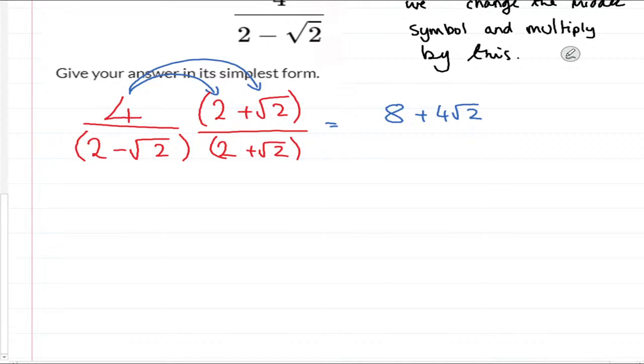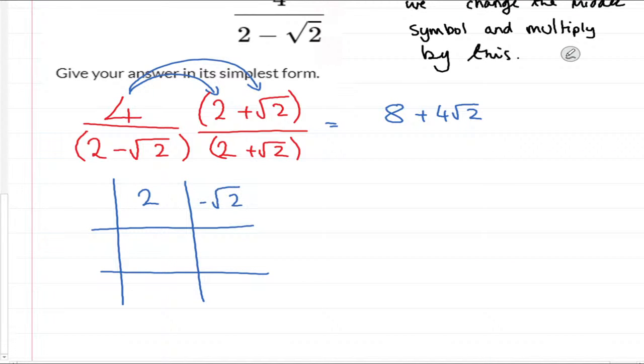What am I going to need for the denominator? Yeah, I'm going to have to use the grid method, aren't I? So let's draw my grid out. In the first one, I've got 2 minus root 2. Over here, I've got 2 plus root 2. So what's 2 times 2? 4. What's 2 times minus root 2? Minus 2 root 2. What is 2 times root 2? 2 root 2. And what is root 2 times minus root 2?